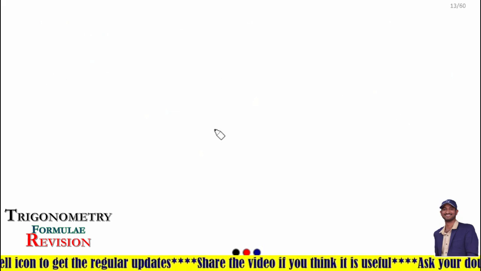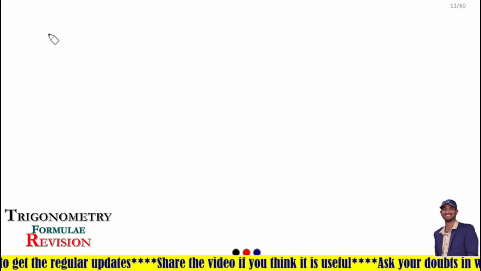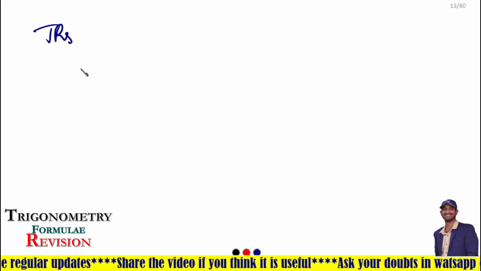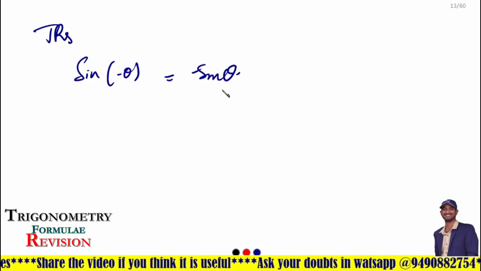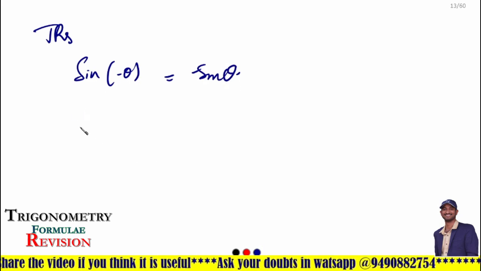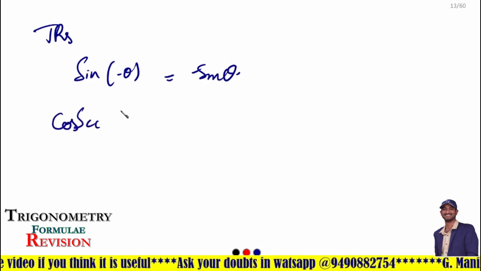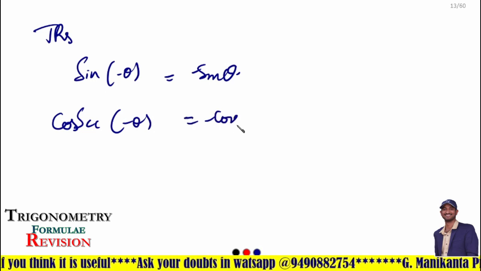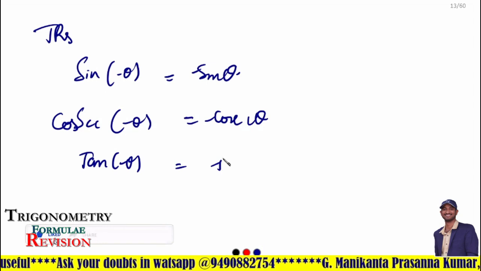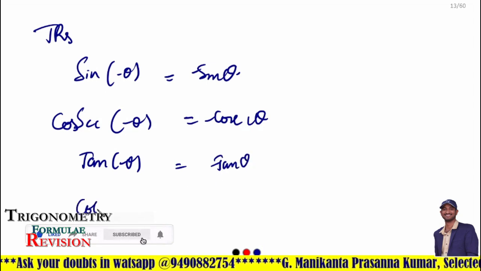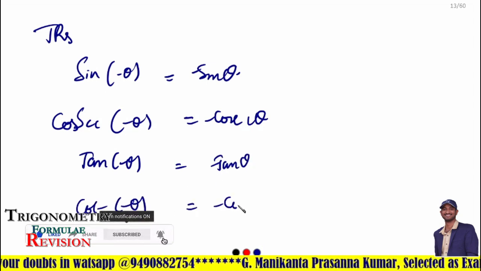Okay. Now the next formulas: trigonometric ratios for negative angles. Sine of minus theta is minus sine theta, cosecant of minus theta is minus cosecant theta, tan of minus theta is minus tan theta, and cot of minus theta is minus cot theta.